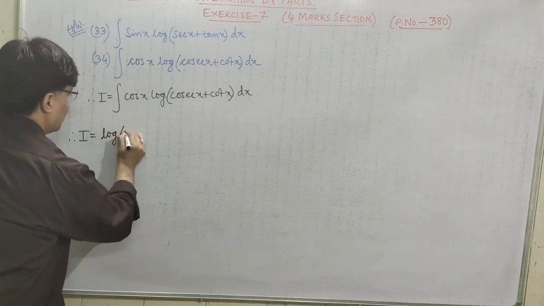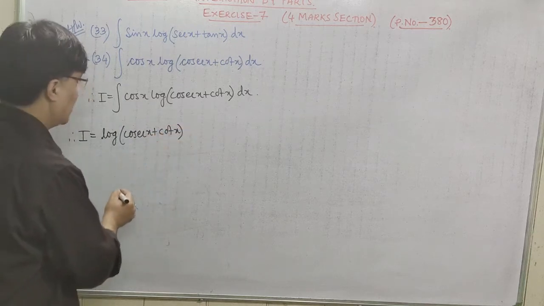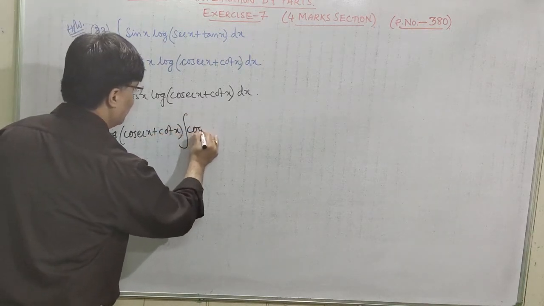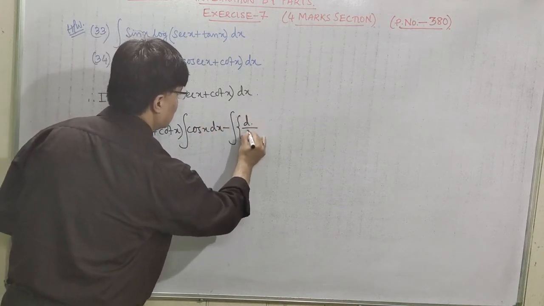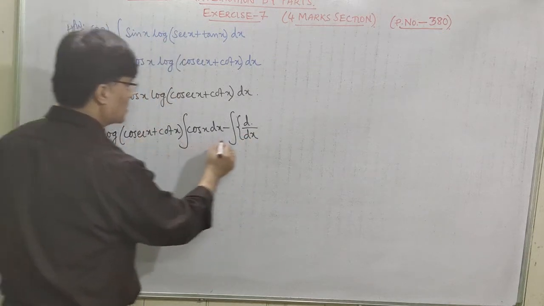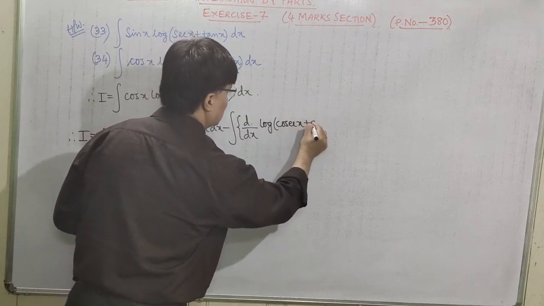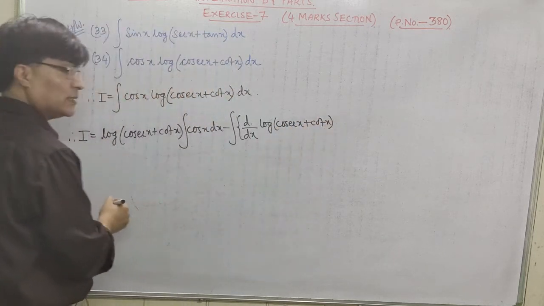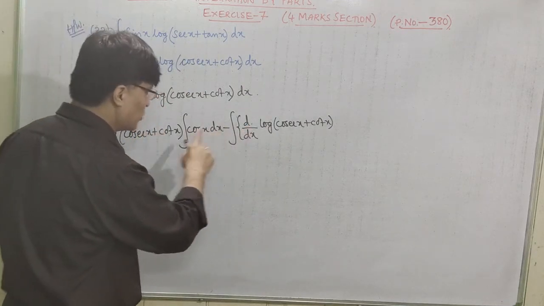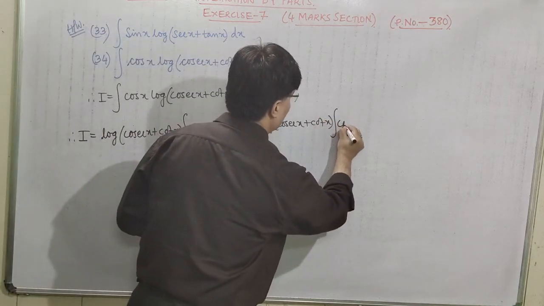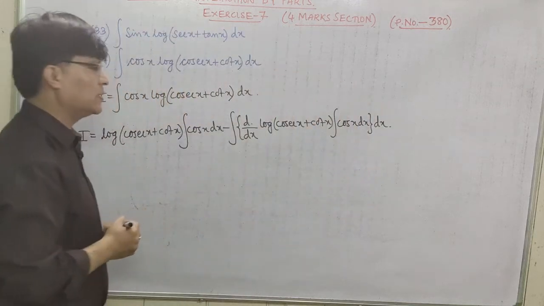That is log cosec x plus cot x, right? Then integration of cos x dx minus integration of the second bracket, d by dx of the first function, that is log of cosec x plus cot x, right? Log cosec x plus cot x, that is the differentiation of the first function with respect to x. Then integration of cos x dx, second bracket closed, dx.